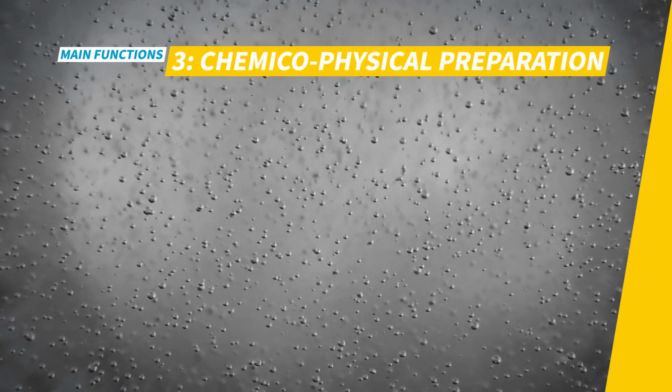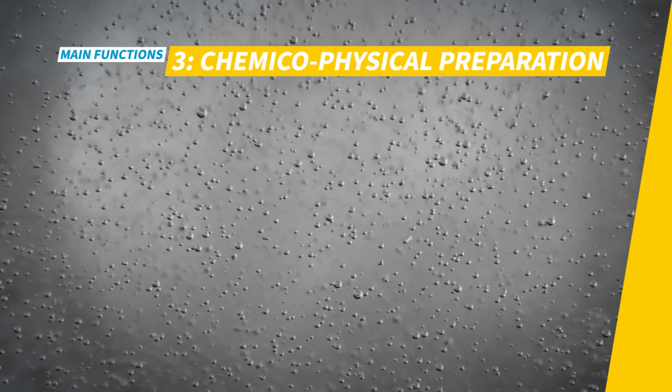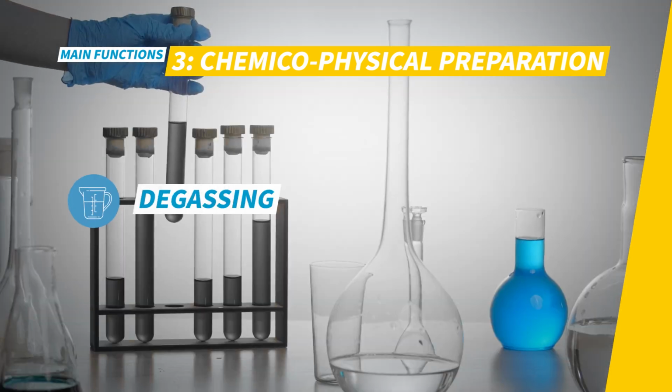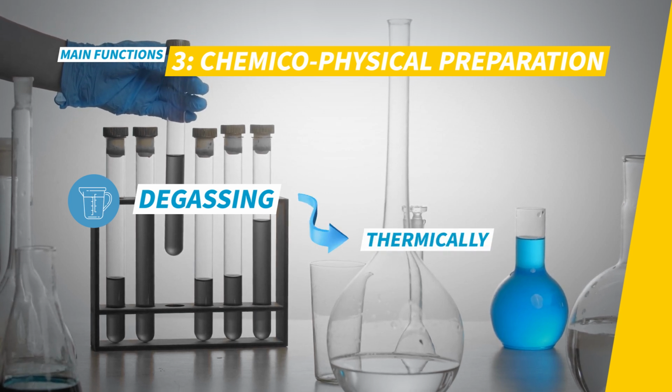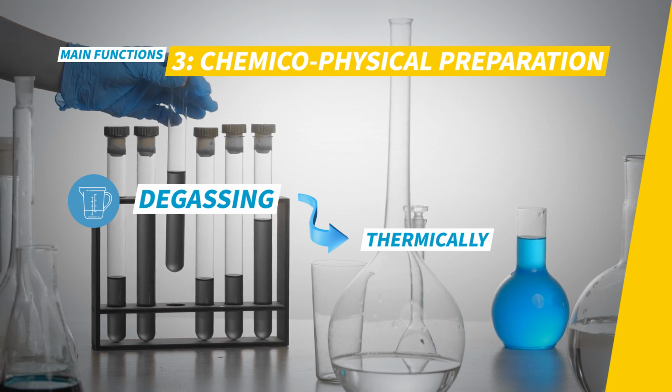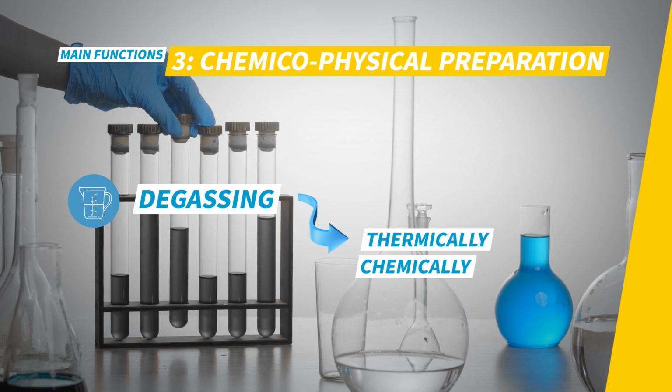The makeup water and/or the condensate that is returned to the feed tank can contain dissolved gases. These must be removed. The removal of dissolved gases is called degassing. It can be achieved thermically, by increasing the water temperature within the tank by way of steam injection, or it can be achieved chemically by way of chemical dosing.